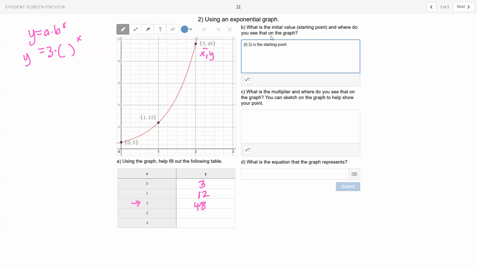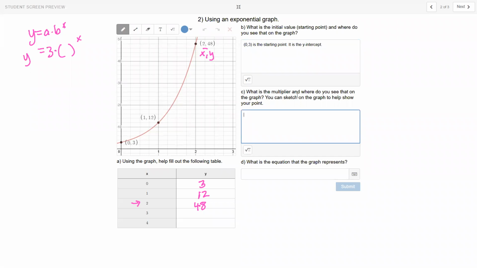Okay, and where do you see this on the graph? What do we call this? The y-intercept. Exactly, it is the y-intercept. So 0, 3 is the starting point and it is the y-intercept. Done. D. Next one, C.